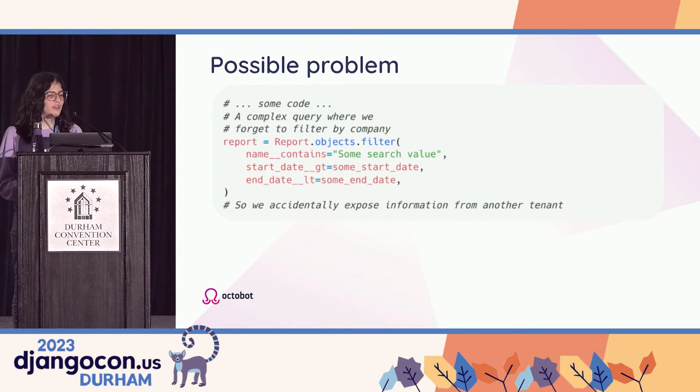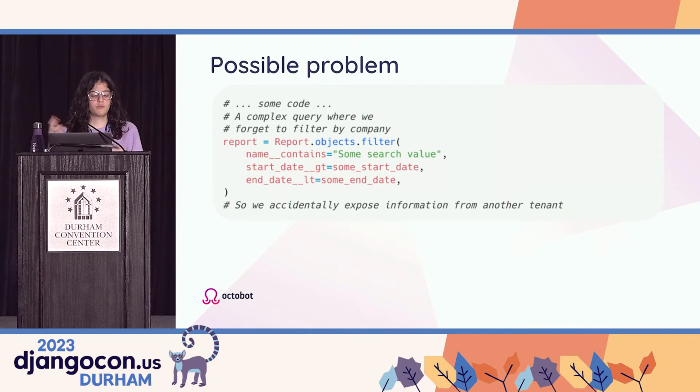To try to minimize these kinds of errors, we created a custom model manager, and I'll explain the problem a bit more here. For example, imagine I'm writing a complex query and I forget to filter by company. Here I have my reports and I'm filtering the name that contains some search value that the user input, a start date that has to be greater than some date that someone selected, an end date, and so on, any filter. And I forget to filter by company and whoever's reviewing my code does not catch my mistake. And so now I accidentally exposed information from another tenant.